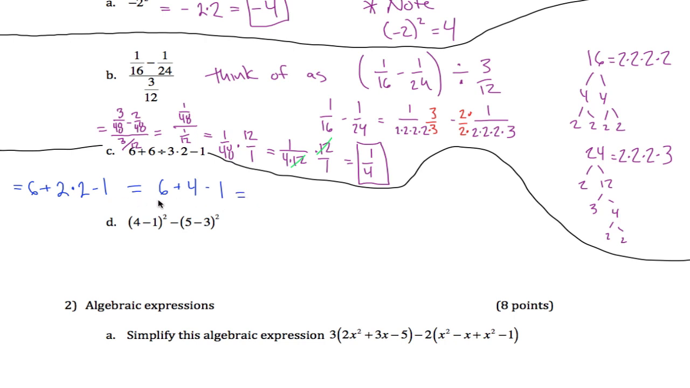And now I don't have any multiplication or division, so we do addition and subtraction. We go left to right. 6 plus 4 is 10. And 10 minus 1 is 9.